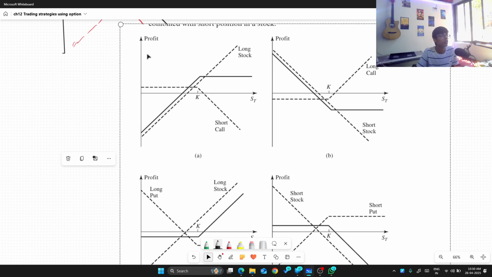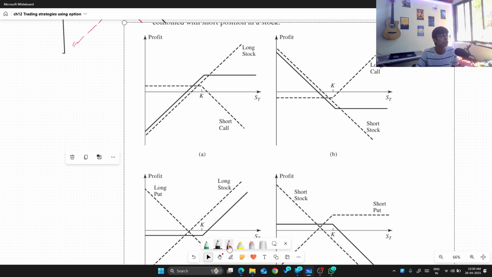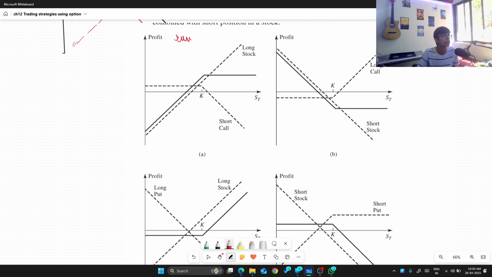So this is a covered call, right? And you can also think of it as a short put. It is the reverse of a covered call. And it is, I guess, short. Sorry, long call. Long put, sorry, long put.